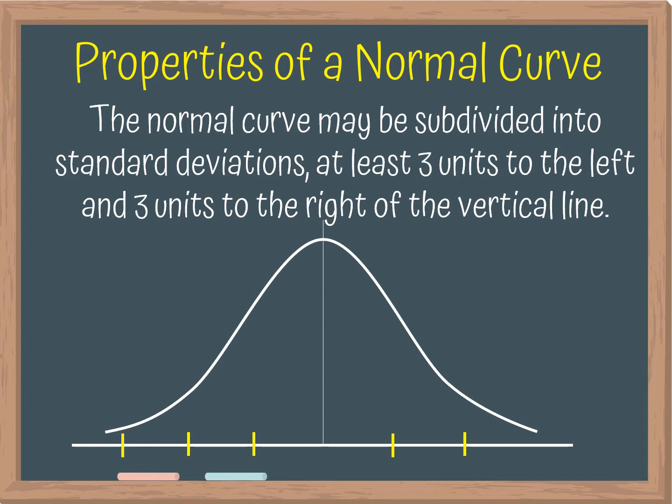You may ask, Ma'am, can we not extend it to 4 or 5 units on both sides? The answer is yes, you may. But it will not be advisable since the values on the tails are so small that it will not be necessary. Remember, the tails are asymptotic to the x-axis, meaning it will just keep on approaching the axis but it will never intersect. I hope this is clear to you.